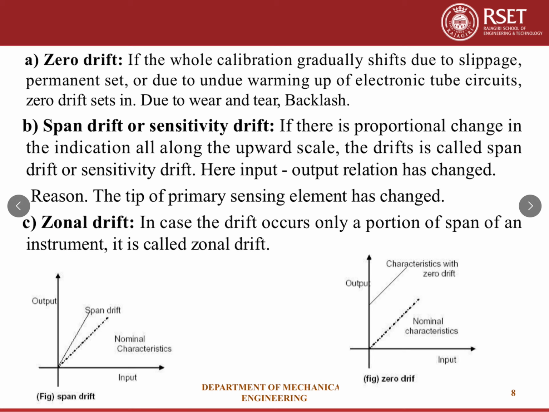And the last one is zonal drift. In this case, the drift occurs only in a portion of the span of the instrument. For example, the drift occurs in this portion. That is called zonal drift. So that's about drift. Drift can be defined as undesirable departure of the instrument output over a period of time. We have three: zonal drift, span drift, and zero drift.